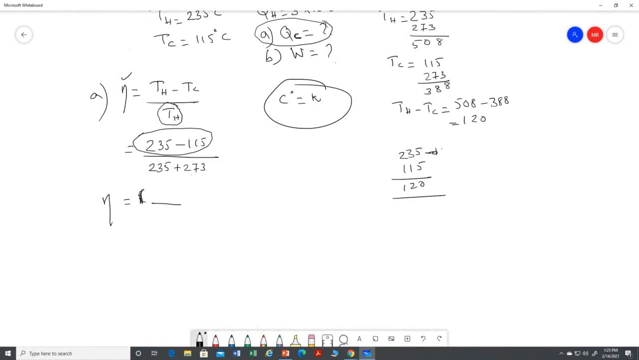235 minus 115 divided by 235 plus 273. I got 0.236. Am I right or not? I got 0.51. Solve carefully, my dear. How did you get 0.51? Okay, maybe I'm mistaken. Check.